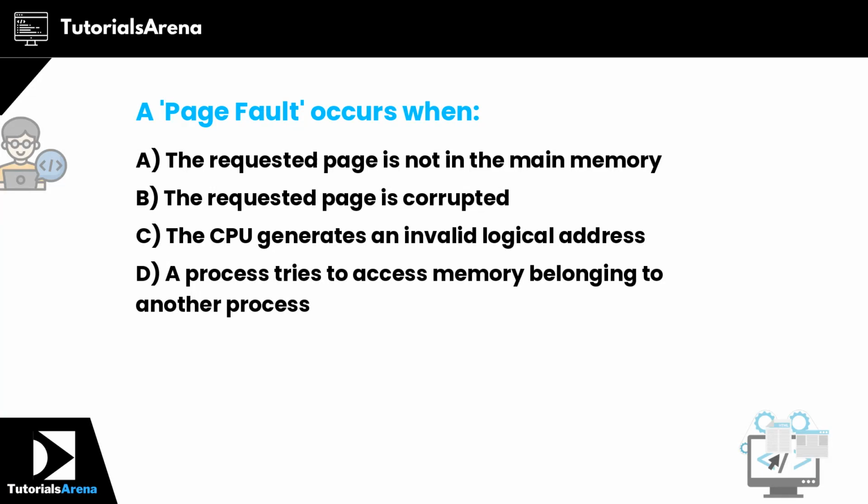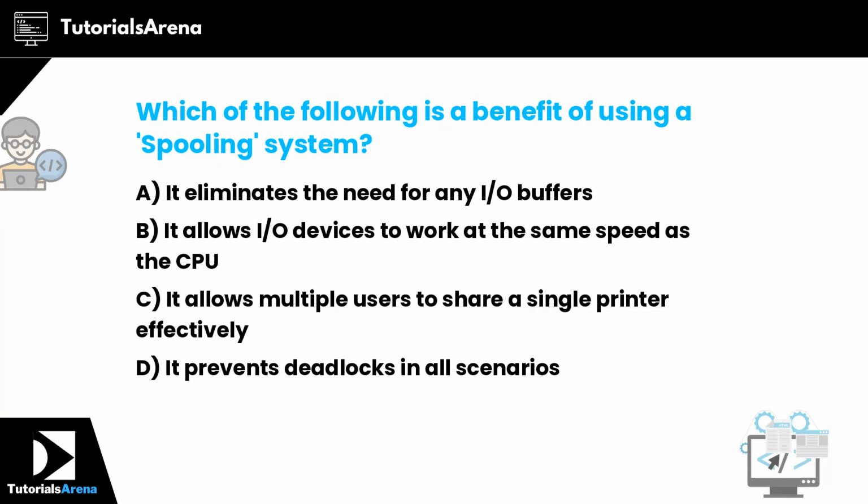A page fault occurs when? The correct answer is option A. The requested page is not in the main memory. Which of the following is a benefit of using a spooling system? The correct answer is option C. It allows multiple users to share a single printer effectively.